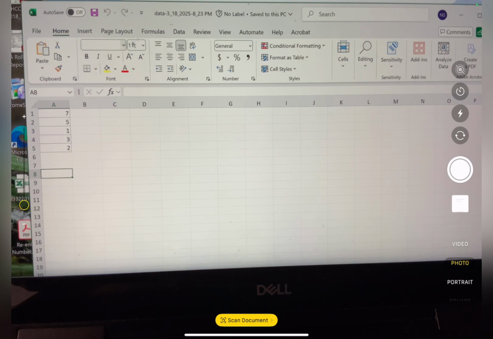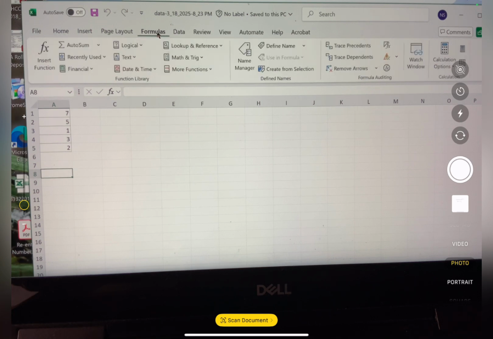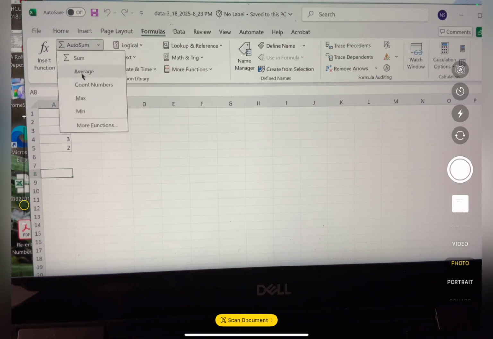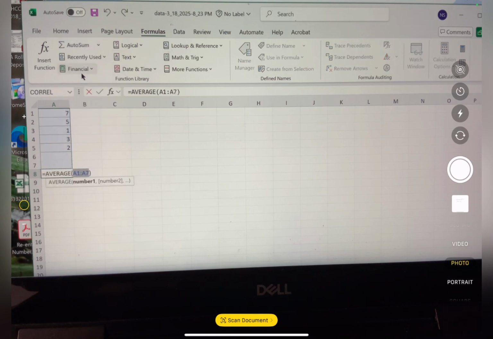Then I'm going to Formulas, and when I click AutoSum, the most frequently used statistical formulas show up. As you use them frequently, they will be saved here under AutoSum. You drop down and you have Average. Average is the mean. I click here, highlight the numbers I want to calculate the average for, and click enter. So this average is my mean.